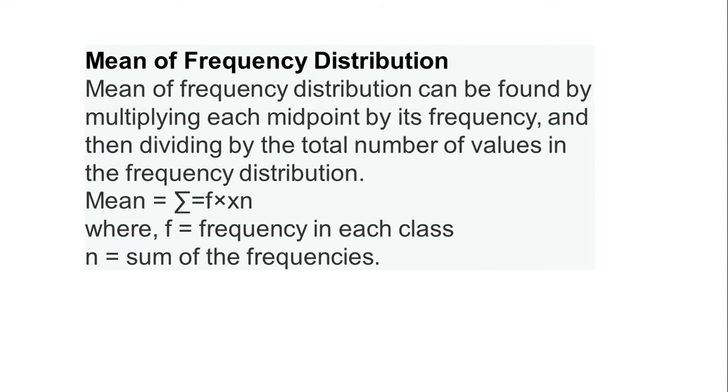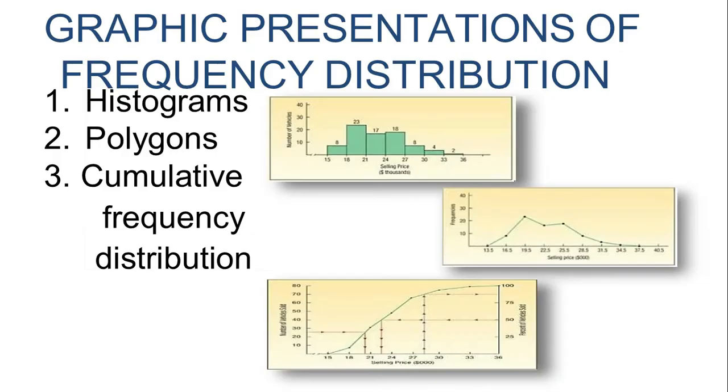Now, mean of frequency distribution. Mean of frequency distribution can be found by multiplying each midpoint by its frequency and then dividing by the total number of values in the frequency distribution. Here mean equals sigma f into x divided by n, where f is frequency in each class and n is sum of the frequencies.